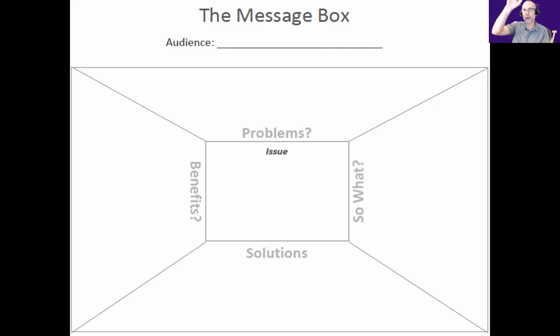Notice that you can indicate who your audience is up at the top. You might put the central issue in the middle. You have a quadrant for the problem, a quadrant for so what, a quadrant for the benefits, and a quadrant for the solutions. But it is specifically designed to not be linear.